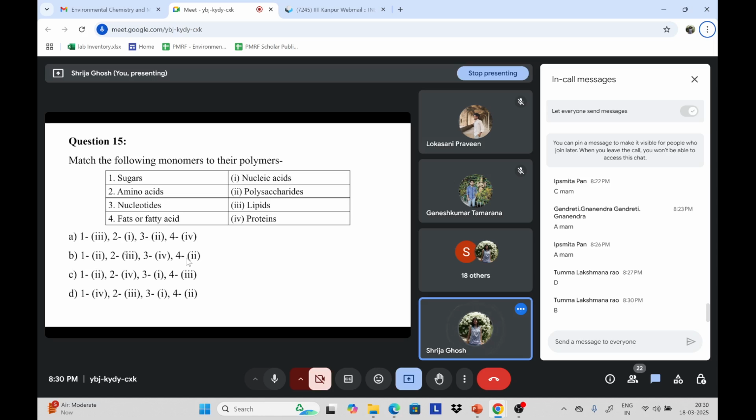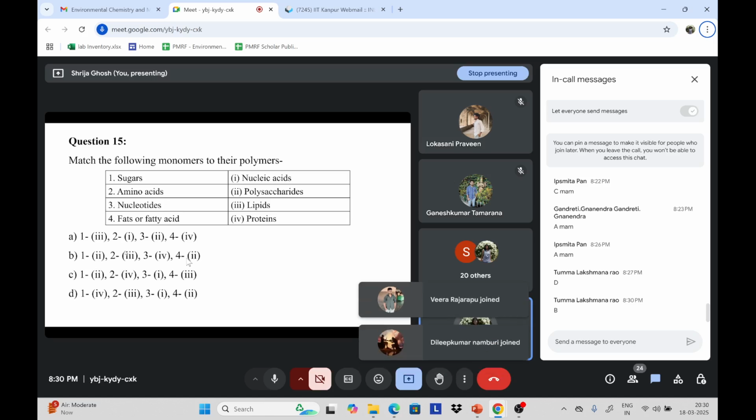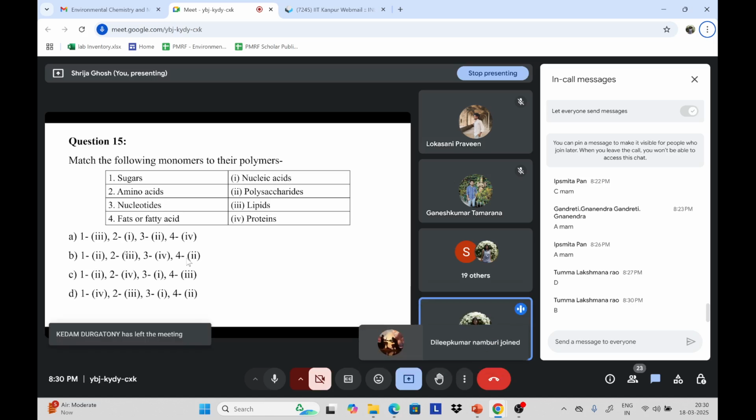Okay, option B. We have one answer, option B. Sugars to polysaccharides, amino acids to lipids, nucleotides to proteins, and fourth is fatty acids to nucleic acids. Okay, what about others? Can anyone else answer?